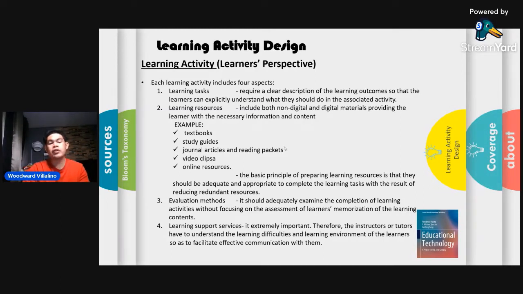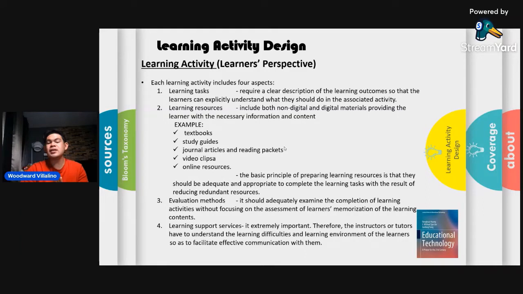Okay. So number three, we have the evaluation methods. So it is the method of evaluation. It should adequately examine the completion of learning activities without focusing on the assessment of learners' memorization of the learning contents. Okay. Examine the completion of learning activities.